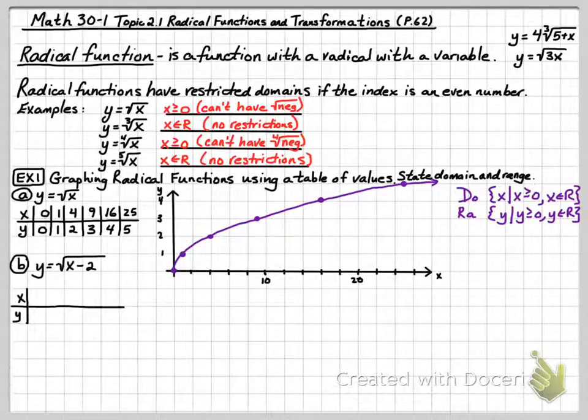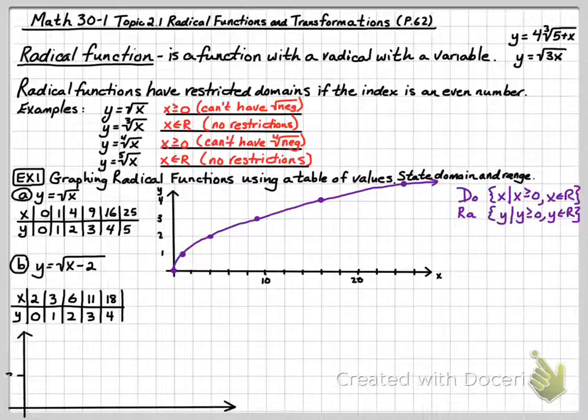Let's do another one. The square root of x minus 2. And what's happening here? Well, if x is 2, 2 minus 2 is 0, the square root will be 0. If x is 3, 3 minus 2 is 1, square root of 1 is 1. The next one would be 6, because 6 minus 2 gives me the square root of 4, which is 2. 11 minus 2 is 9, square root of 9 is 3. And 18 minus 2 will give me 16, and the square root of 16 is 4.